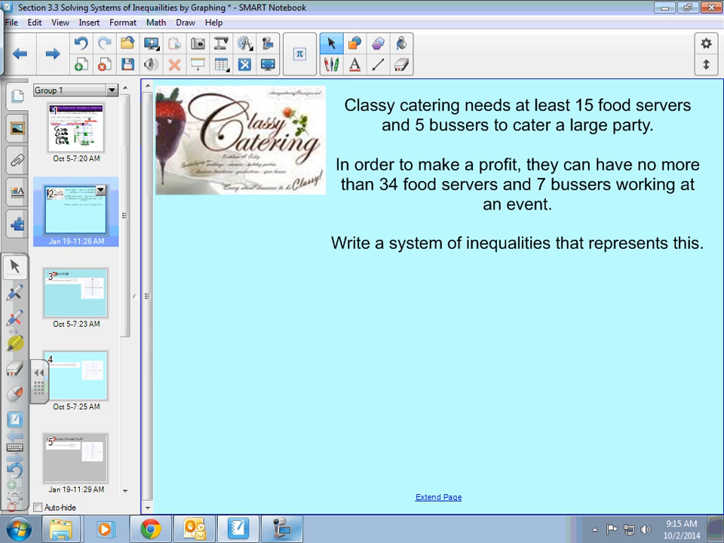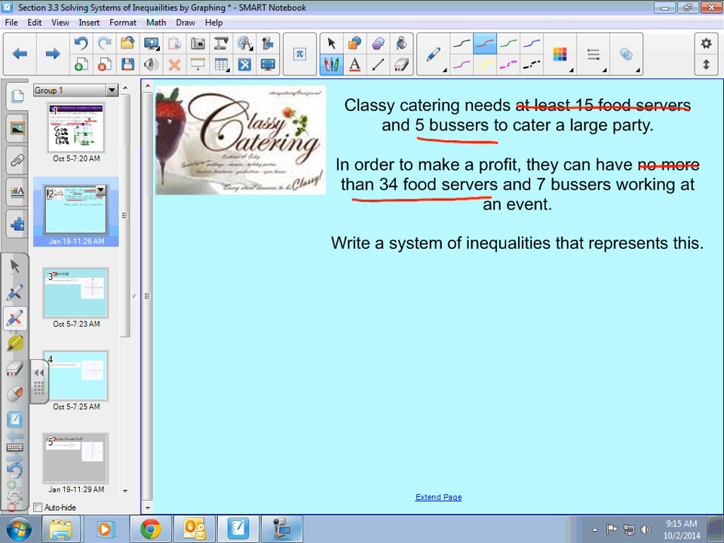So Classy Catering needs at least 15 food servers and 5 bussers to cater a large party. In order to make a profit, they can have no more than 34 food servers and 7 bussers working at an event. Write a system of inequalities that represents this. So I have to think about the two things that I'm working with. I have bussers, so B will be the number of bussers. And I have servers, so S will be the number of servers.